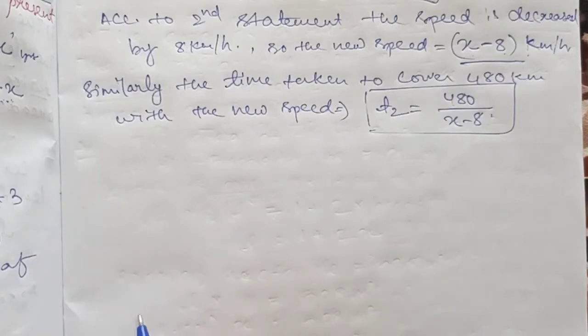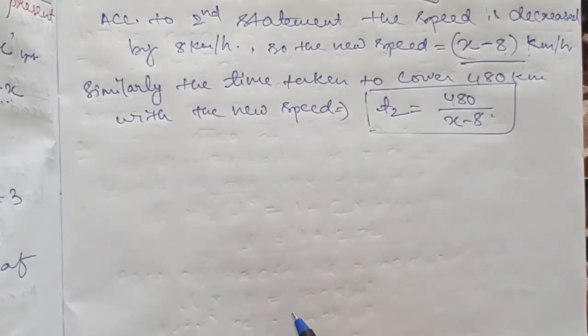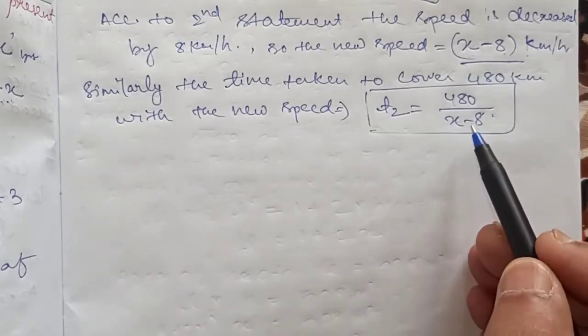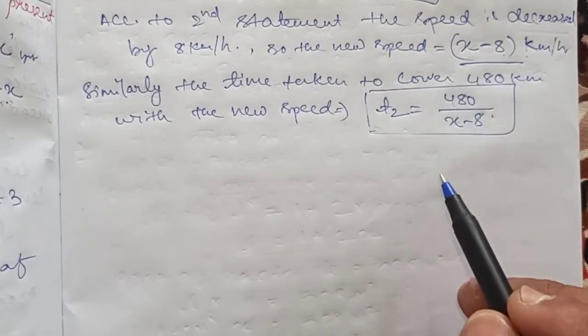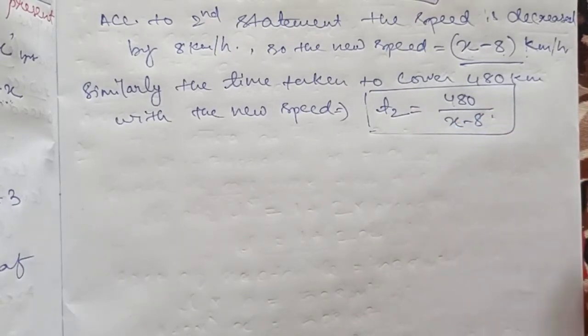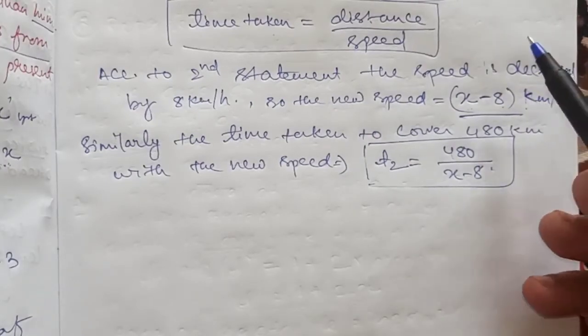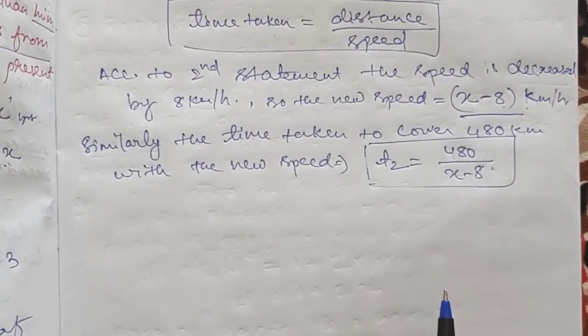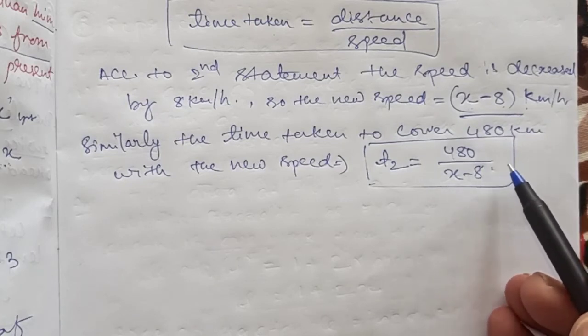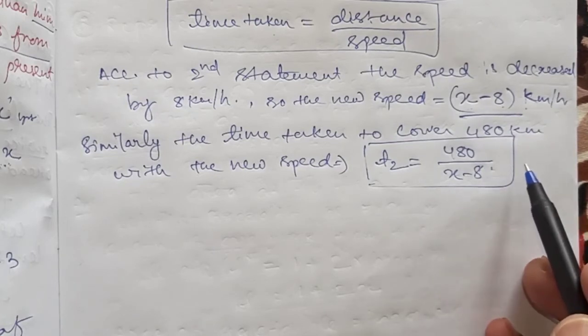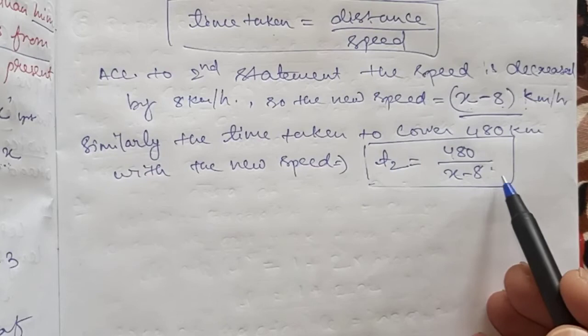Okay, now one more situation is given in the question. If the speed is decreased by 8 km/h, it will take 3 hours more to cover the same distance. Suppose in the first situation it takes 5 hours to cover the distance, then in the second situation it will take 8 hours, 3 hours extra because the speed has been decreased.